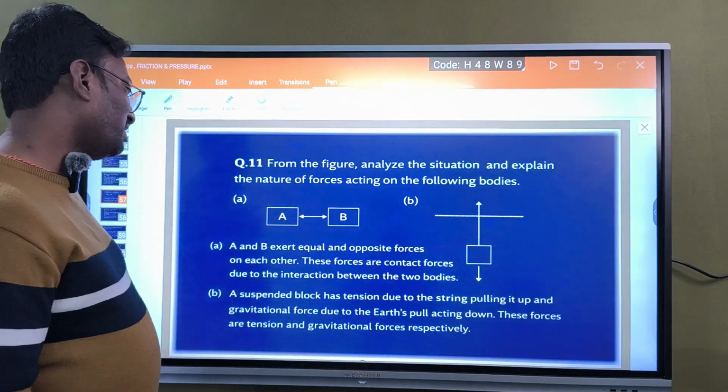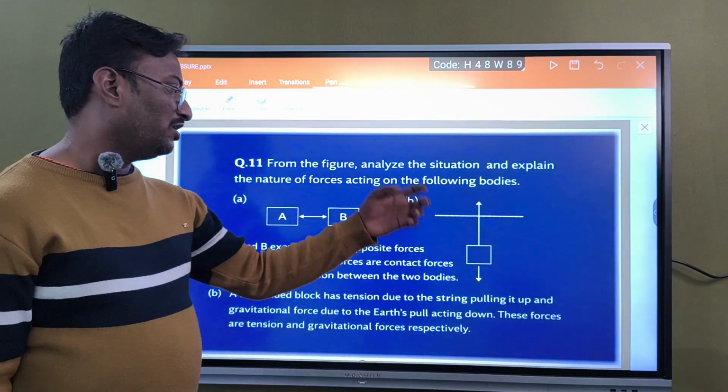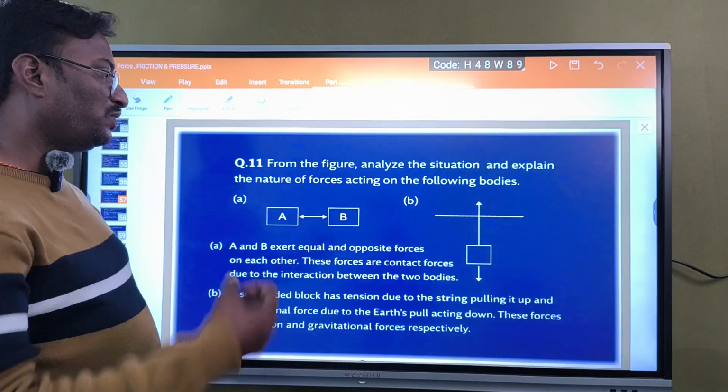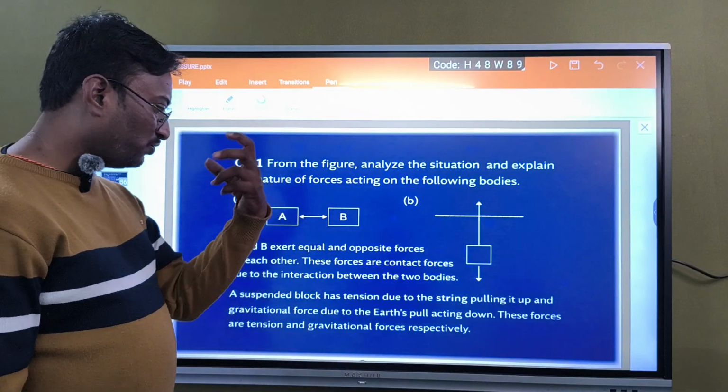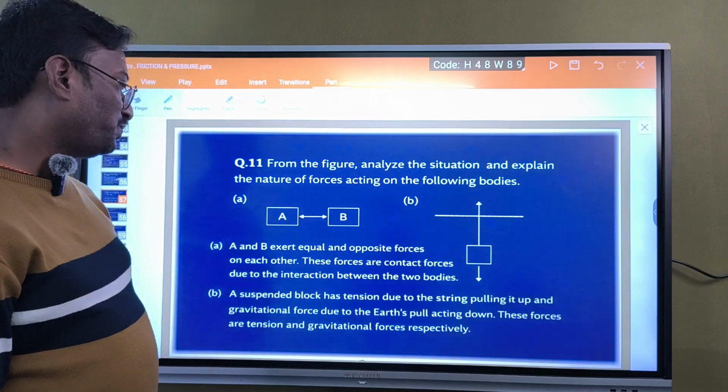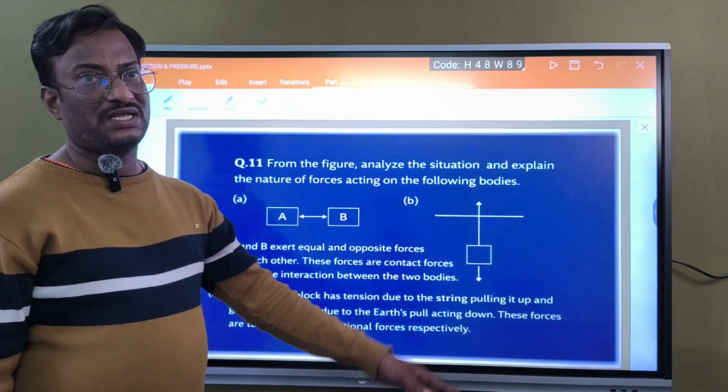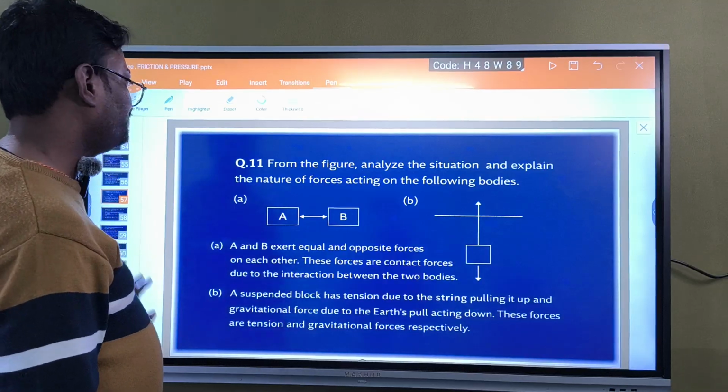Next, a suspended block. It has a tension due to the string pulling it at the top. The string will pull it upward, and the gravitational force will be in the downward direction. Earth pulls. These two forces are tension and gravitation, respectively.